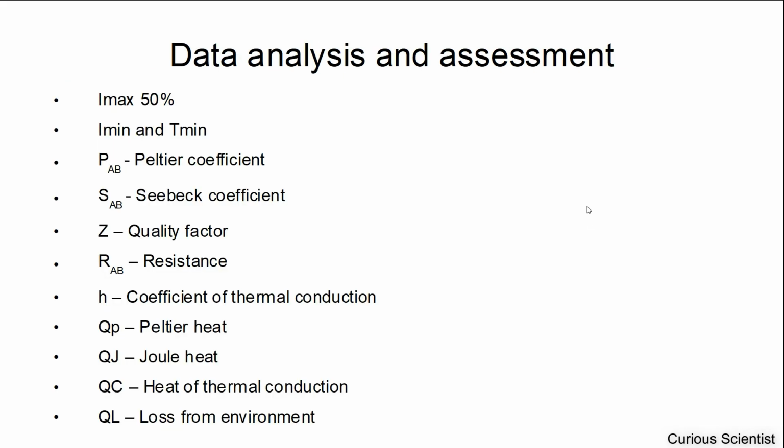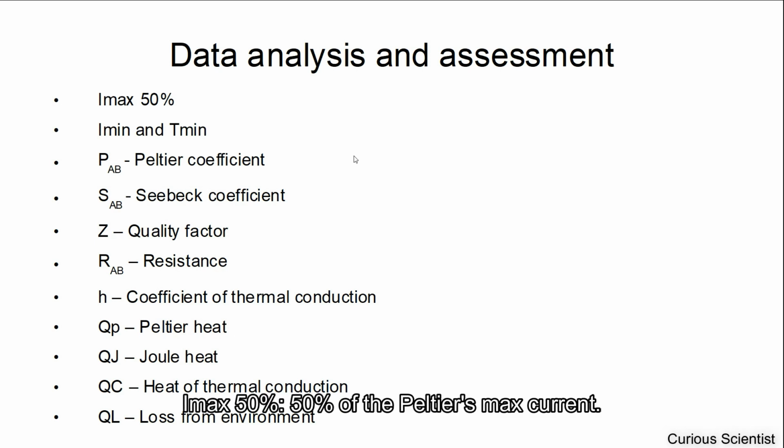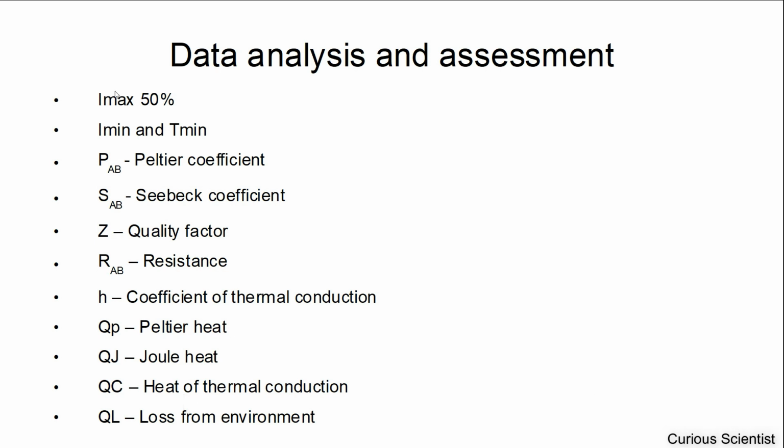Here you can see what kind of data I calculated or obtained. Some of it was directly measured, and some was calculated from the measured data. I often mention this IMAX 50%. To have a comparable number, I took all the Peltier devices and set 50% of the current on the power supply. For example, for the 8 ampere device, I set the current to 4 amperes. Then I checked what the minimum temperature was. That was one of the data points. I will talk about this because I found something interesting.